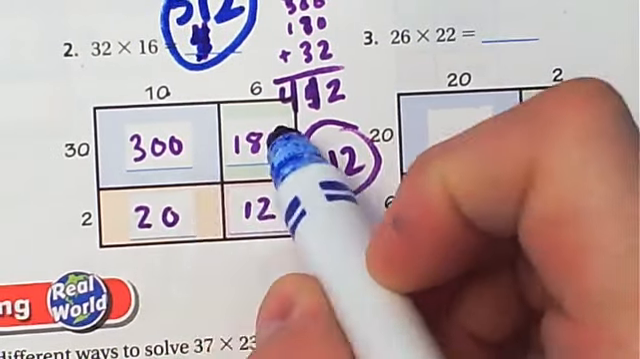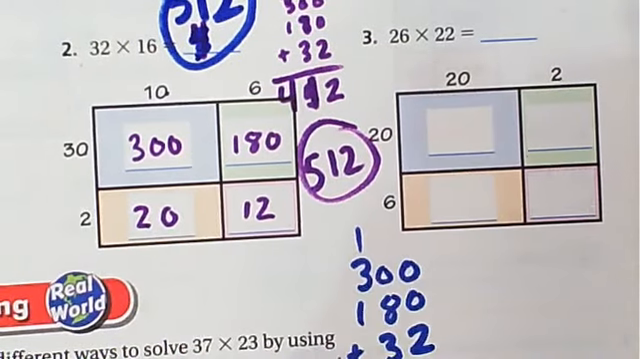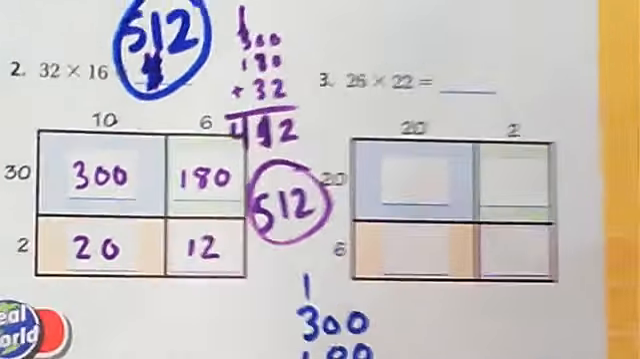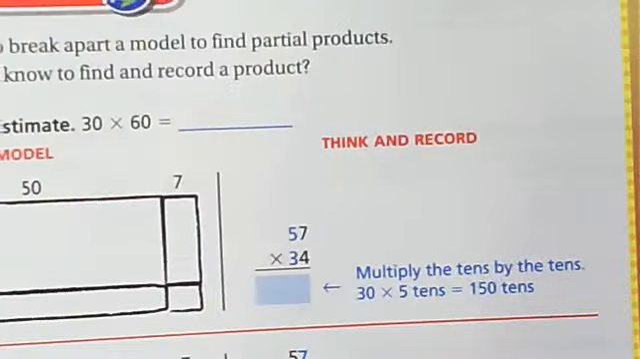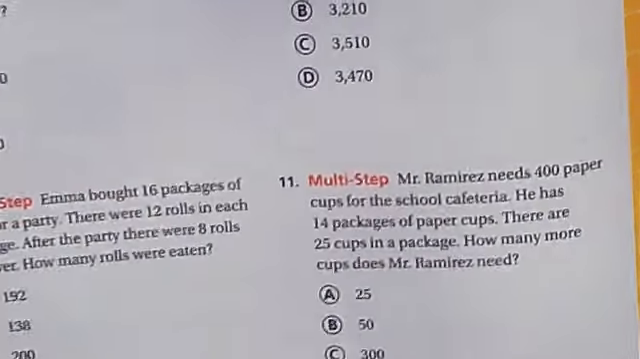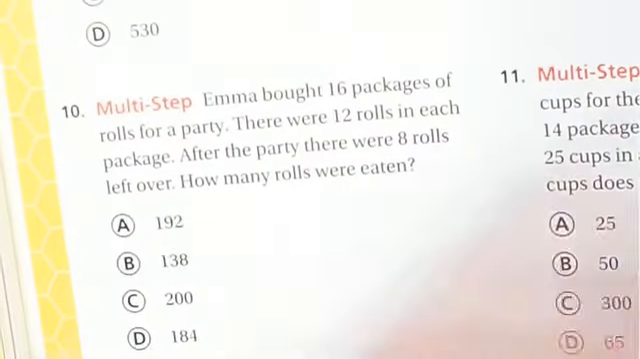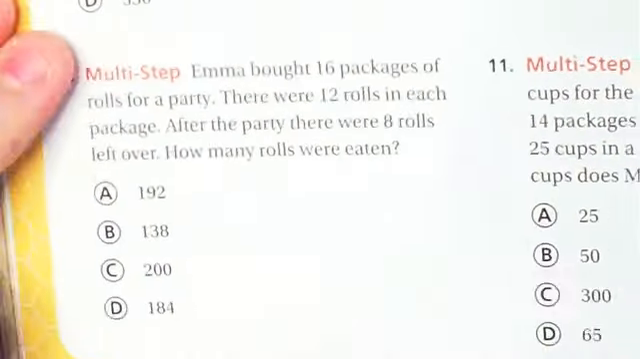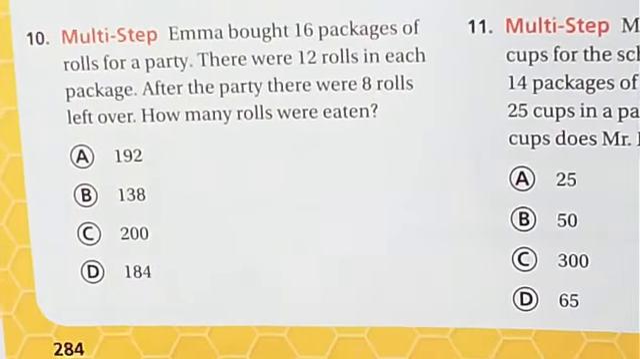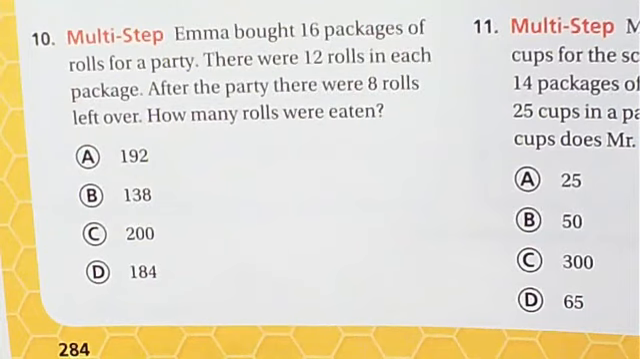So small little problems inside these boxes, okay? No big deal. Just do your little multiplication facts in your head. Add the zeros to the end if you need to. Let's go look at one on the back. We'll look at number 10. Alright, number 10. And I am on page 284.